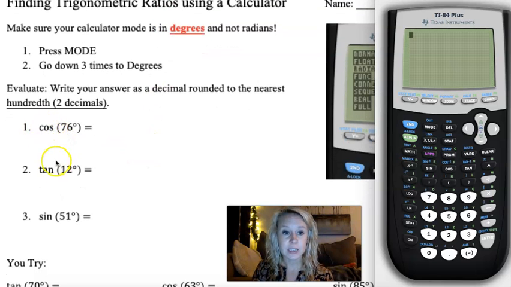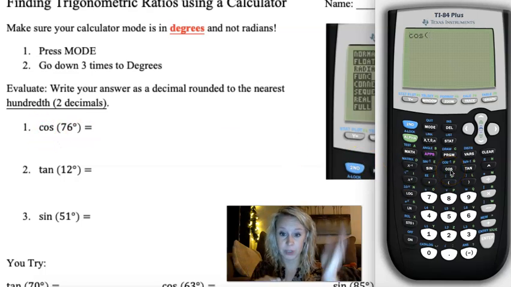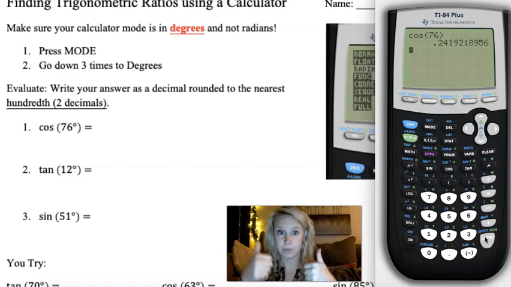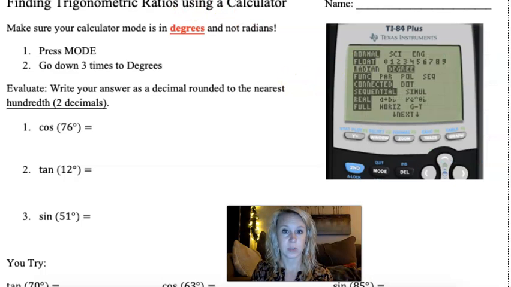Cosine, tangent, and sine on the calculator are in the middle right here. So I'm going to press cosine. A parenthesis opens, then you type in 76 and close it, okay? Then you hit enter, and that's our answer. You're going to do 2 decimal places, so 0.24. This 1 is not 5 or more, so it's going to stay 0.24. So my answer is 0.24.